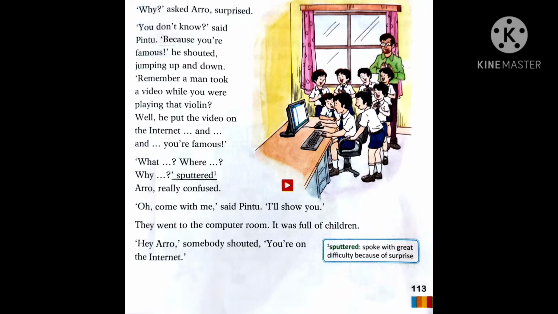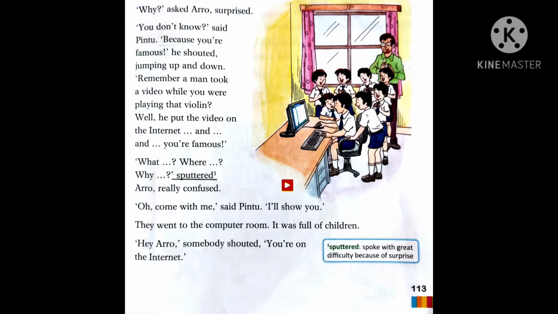So students, when Pintu told Arrow that everybody in the school is looking for him, he was very surprised. He asked Pintu, "Why is everyone looking for me?" Then Pintu told him, "Don't you know that you are now famous?" Famous, you all know, means well known by a lot of people. So Pintu told Arrow that now he is famous, and you know how? Because that man who shot your video while you were playing that violin in the school concert uploaded that video on the internet, and many people have watched your video, and your video is being liked very much, and you are now famous.